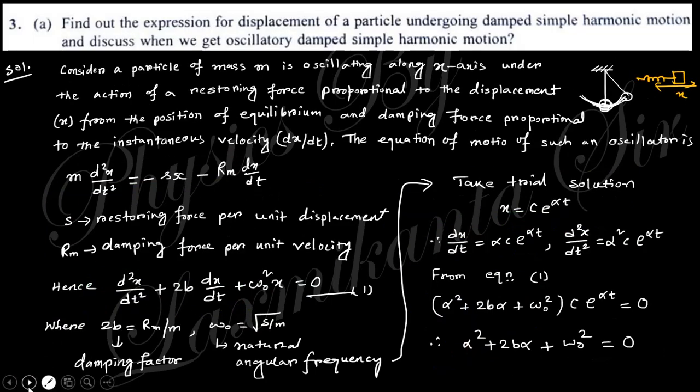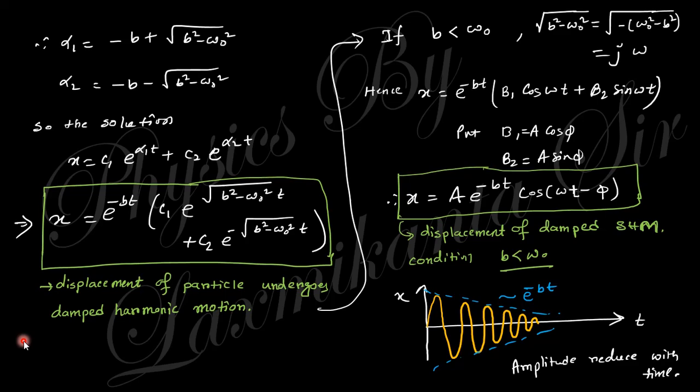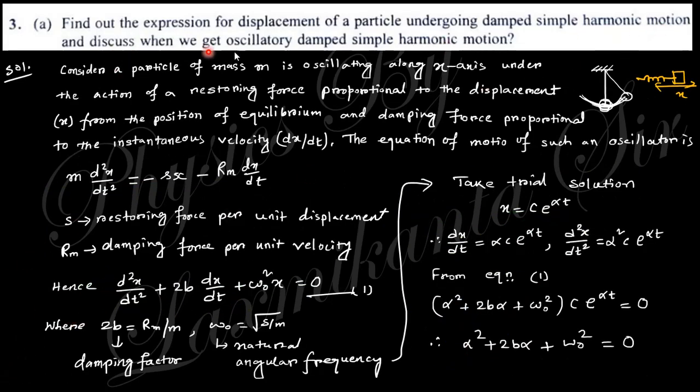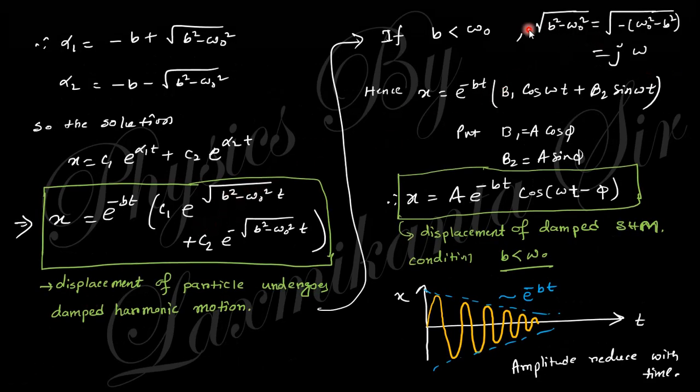Now if you change the condition, and discuss when we get oscillatory damped motion: for oscillatory damped motion, omega naught is greater than b, which makes the root complex. This complex part gives you the sinusoidal or cosinusoidal form, that is the oscillatory system. Otherwise if b is greater, then it will just decay, that is critical decay or over damped motion. If you take this pendulum like that, it stops here, but here it is oscillatory, and the amplitude decays, but it is oscillatory.